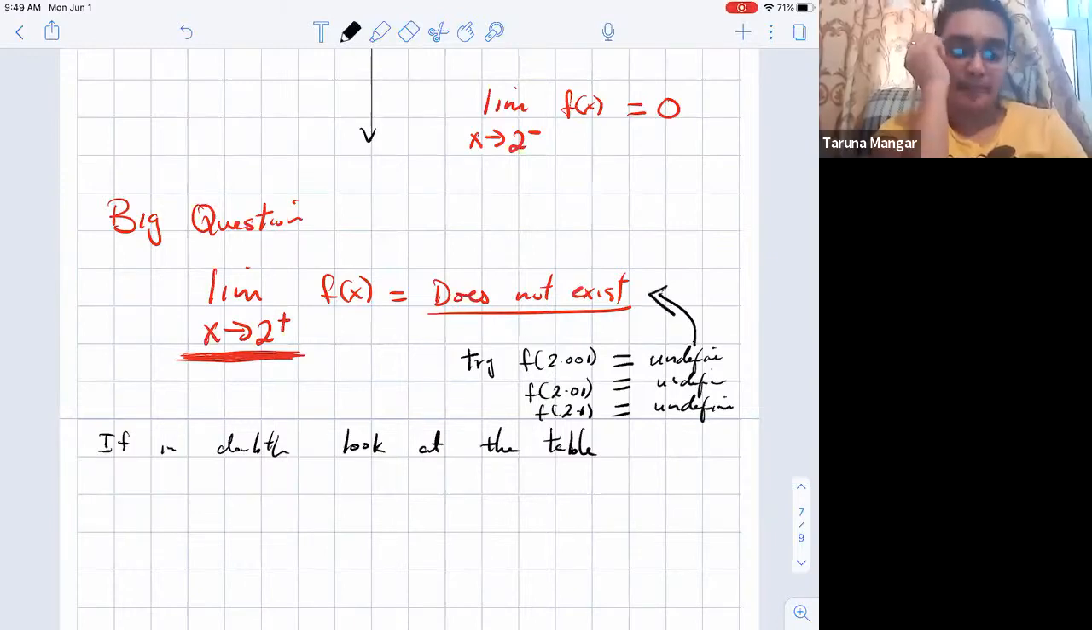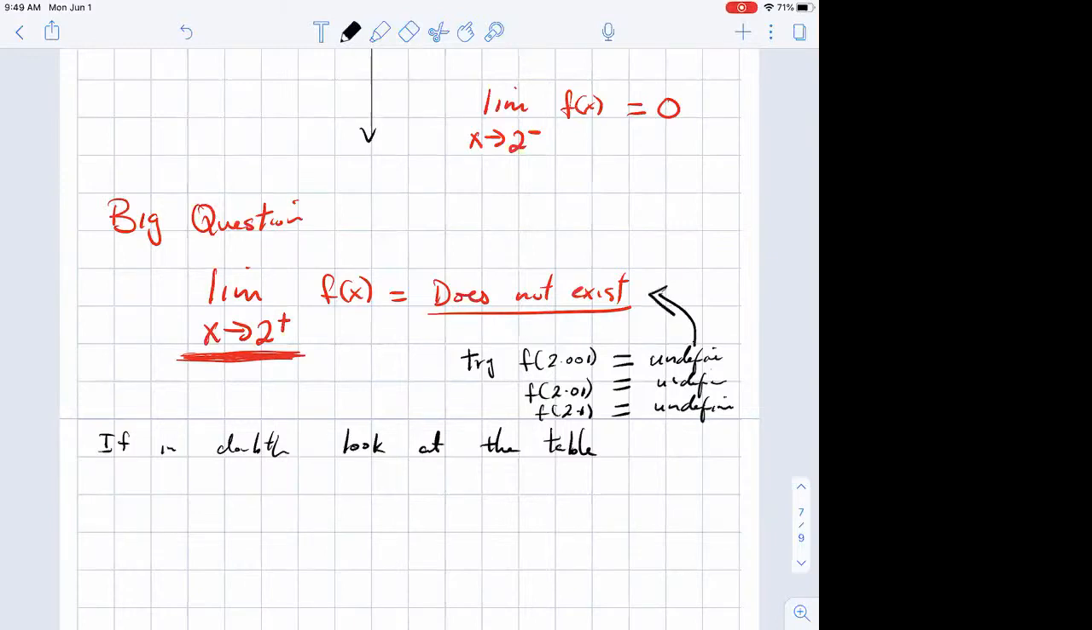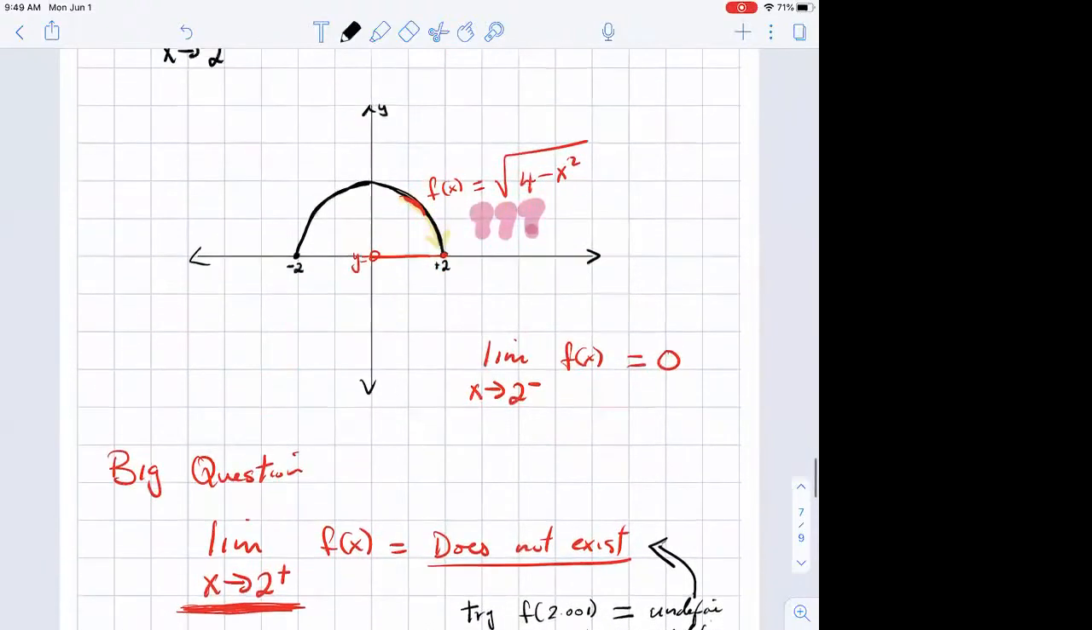Okay. If you plug in bigger numbers, you will find that this number here is going to be larger than 4. So you're going to get a negative number under the square root. A negative number in the square root is undefined, meaning the limit doesn't exist. Okay?